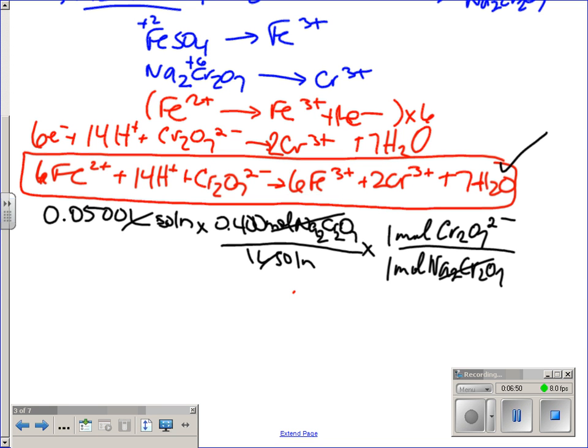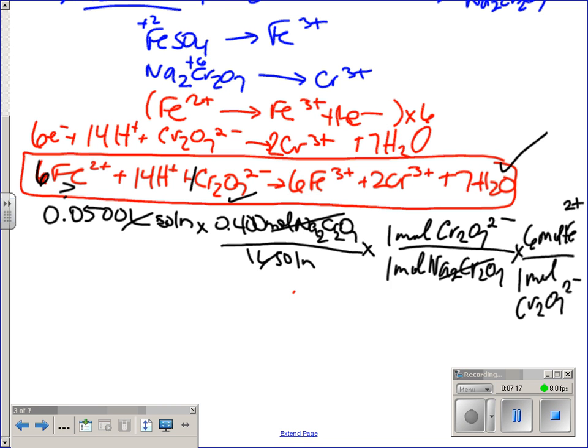Right, because the only thing we're concerned about are our reactants. Our question is iron 2 sulfate. Well, that means we have to get to iron 2, and then eventually we'll get to iron 2 sulfate. So right here, 6 moles of iron 2 plus and 1 mole of dichromate because of our ratio of 1 to 6.